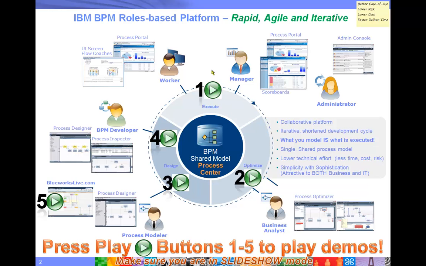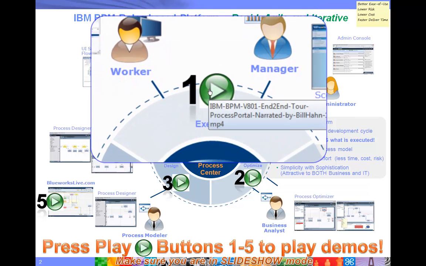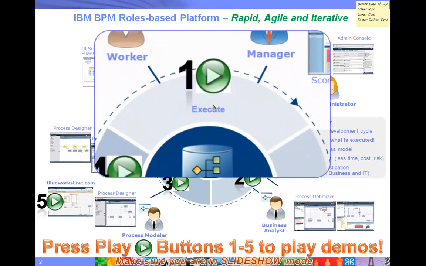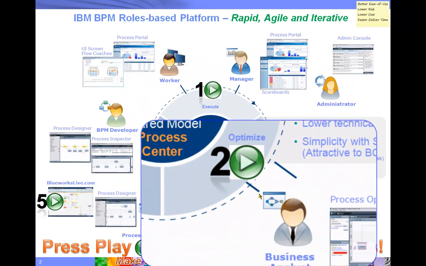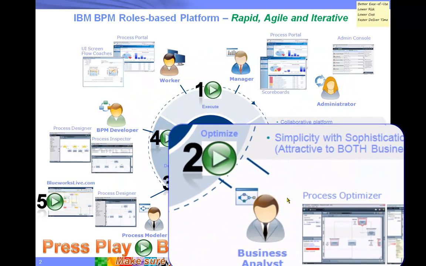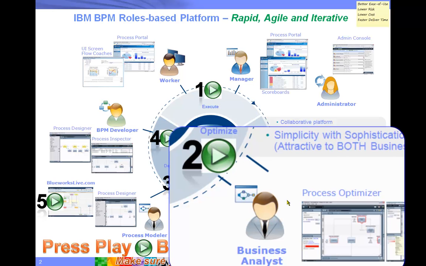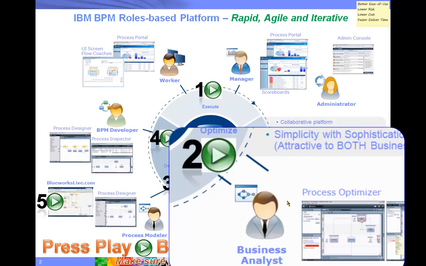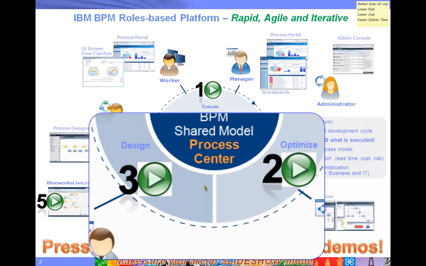In this series, we'll be taking a look at IBM BPM in Action, how it's rapid, agile, and iterative across the end-user experience of Process Portal. Then we'll take a stop on the Process Optimizer to see how we can identify hotspots of process optimization and go through continuous process improvement.